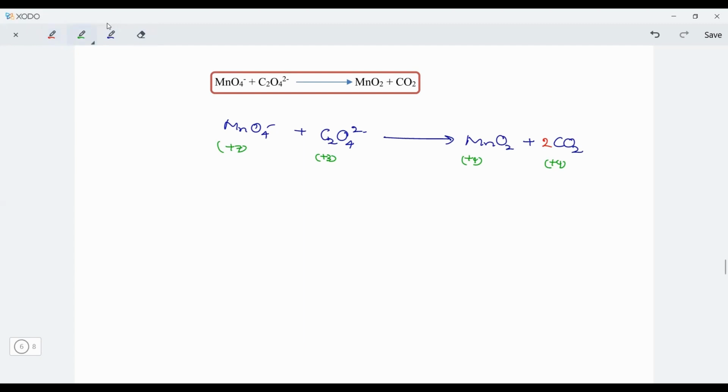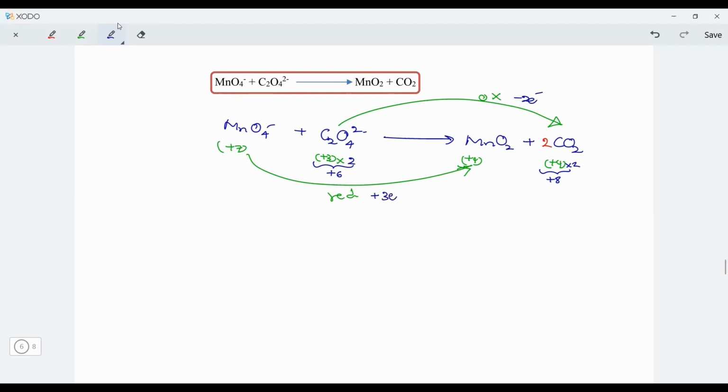Then adjust the oxidation numbers, 3 into 2. And then overall you have plus 6. Here into 2, overall you have plus 8. Check the oxidation number changes. Here it is oxidation. Here it is reduction. Then electrons: during oxidation, it has lost 2 electrons. During reduction, it has gained 3 electrons.